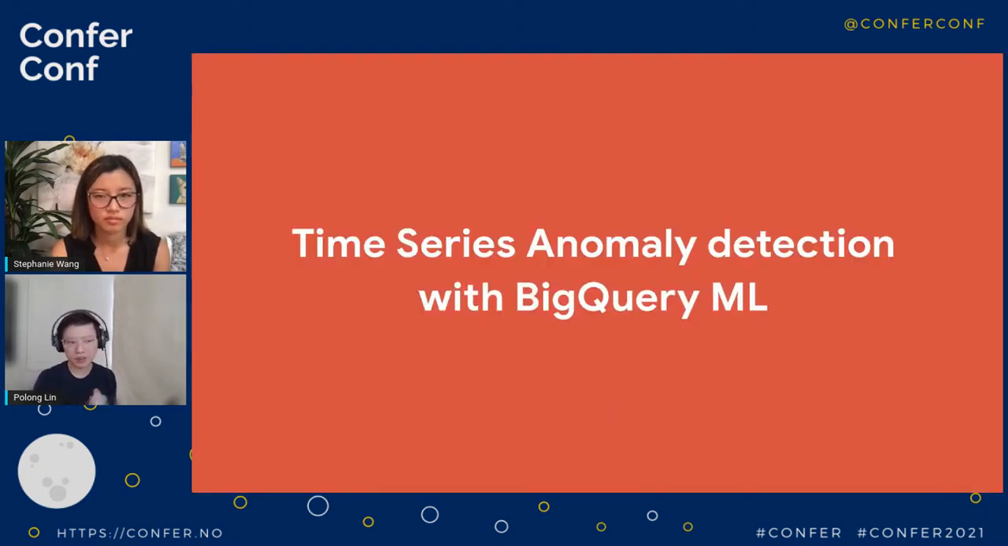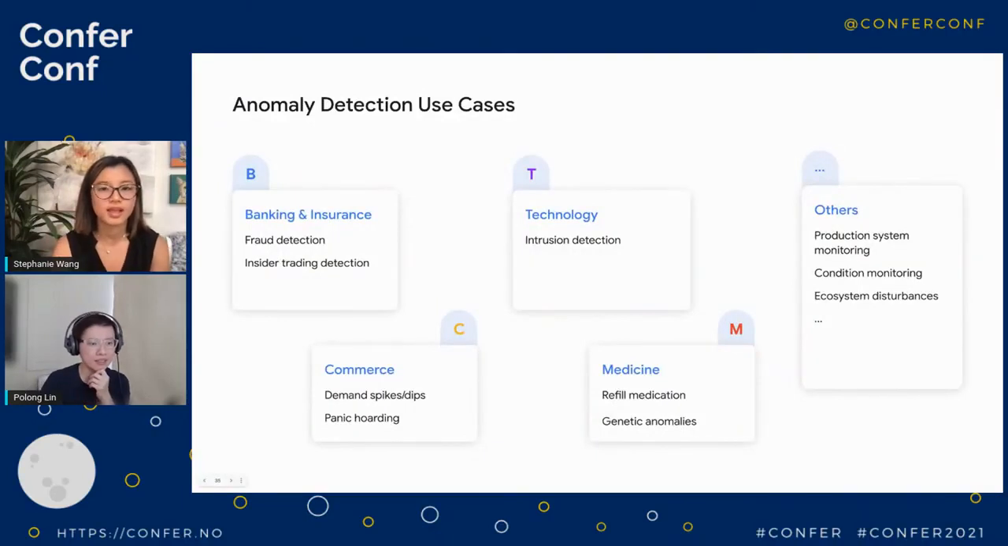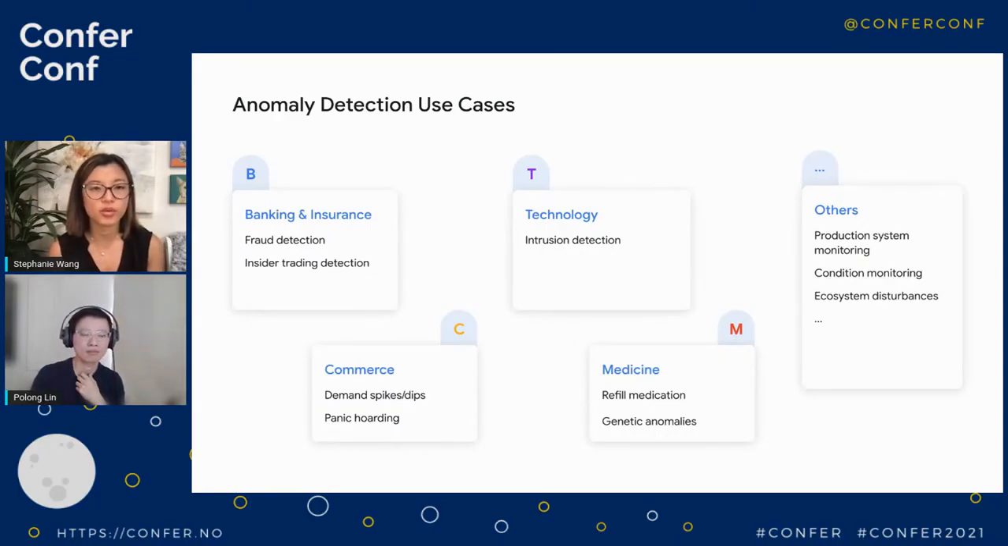And Stephanie will give a quick overview here on some of the different kinds of use cases that we might see with time series specific anomaly detection. Yeah, thank you very much, Polong. Anomaly detection is really all about finding patterns of interest that deviate from expected behavior within your data set.